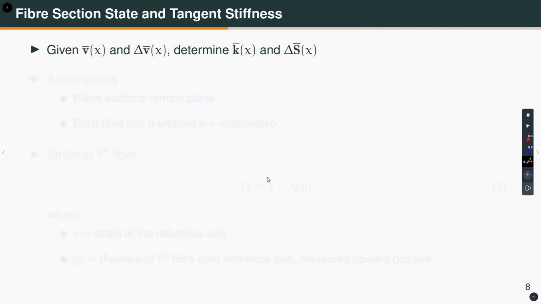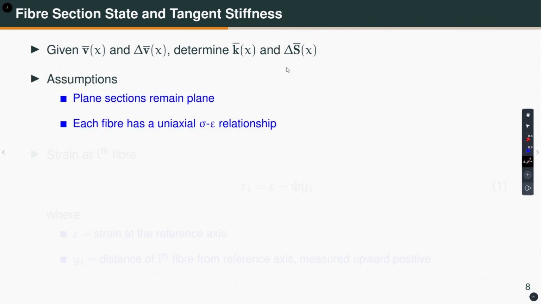Okay. So, what is the objective? The objective is to determine the fiber section state and the tangent stiffness matrix. Okay. So, given V bar x, that means the given section deformation vector which is strain at the reference axis and the curvature, okay, and the incremental section deformation vector delta V bar x, determine the section tangent stiffness matrix and section incremental force vector delta S bar x.